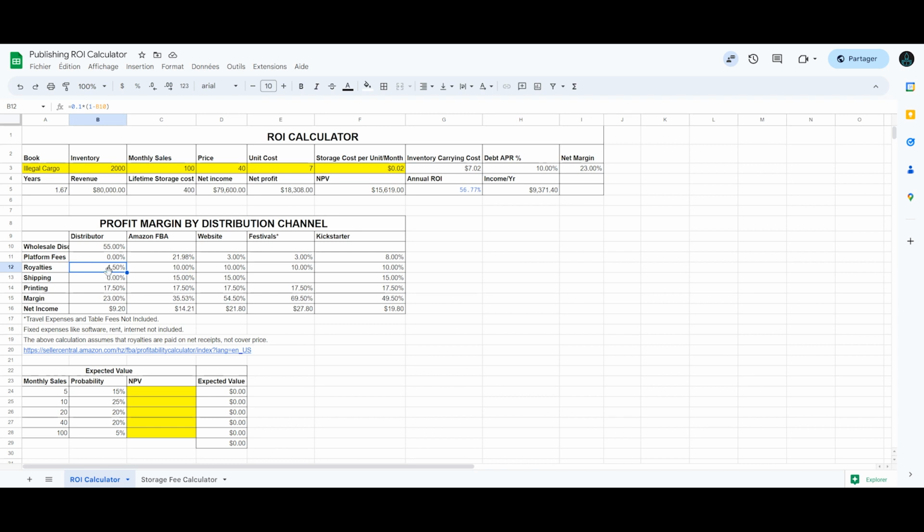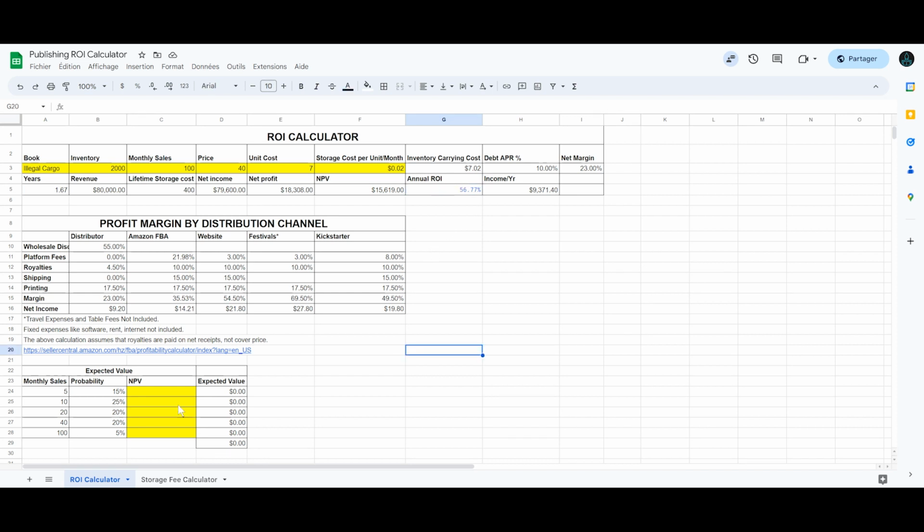So let's say if you had a royalty rate of 8%, but you're paying that out on the net revenues, then that would equate to about 4.5%. And that's just if you're a publisher. If you're a self-publisher, you can just put 0 all across the board for royalties. Shipping, the distributor is going to handle that for you. Printing is going to be just your unit cost divided by your price, so that's going to populate automatically, 17% in this example. That gives you a margin of 23%, which you can see auto-populates up in the top right. So you can see the different net incomes just for information purposes here by channel. And then the main number that you're focusing on here is this annual ROI.